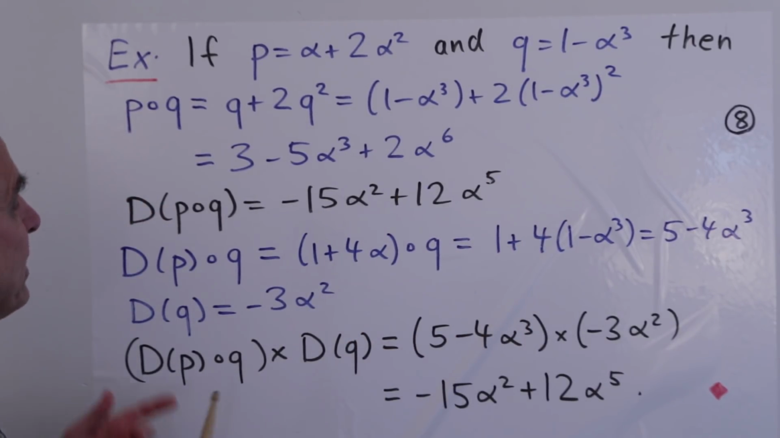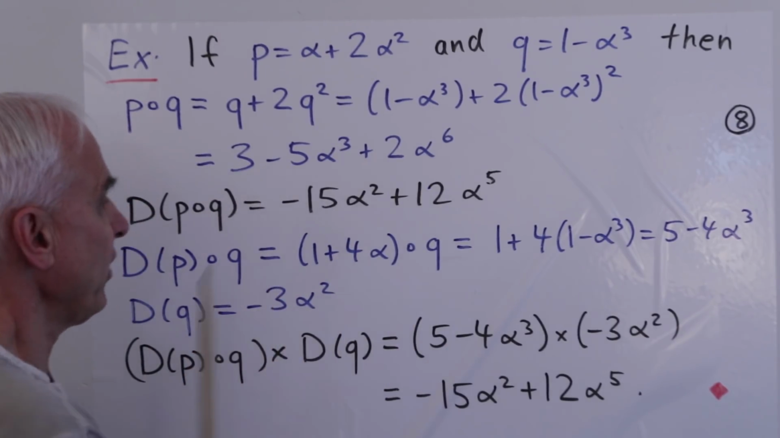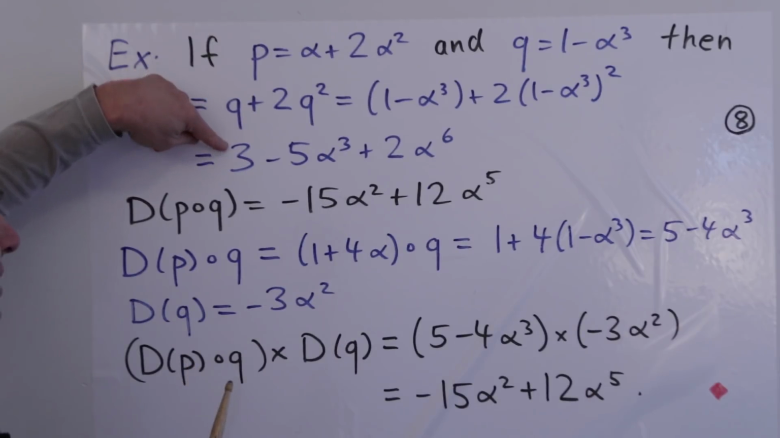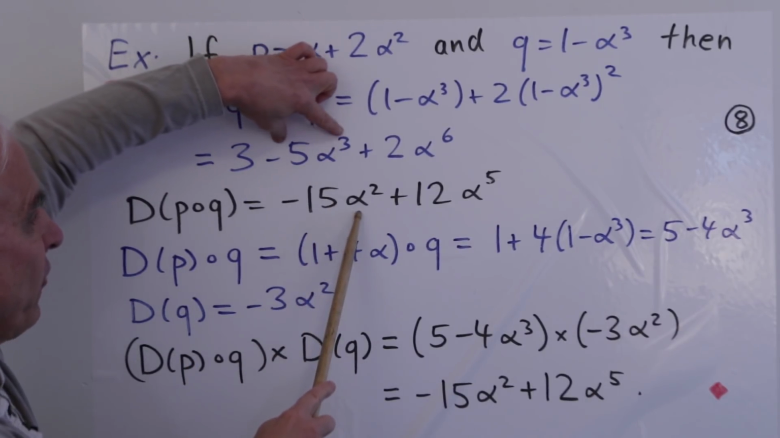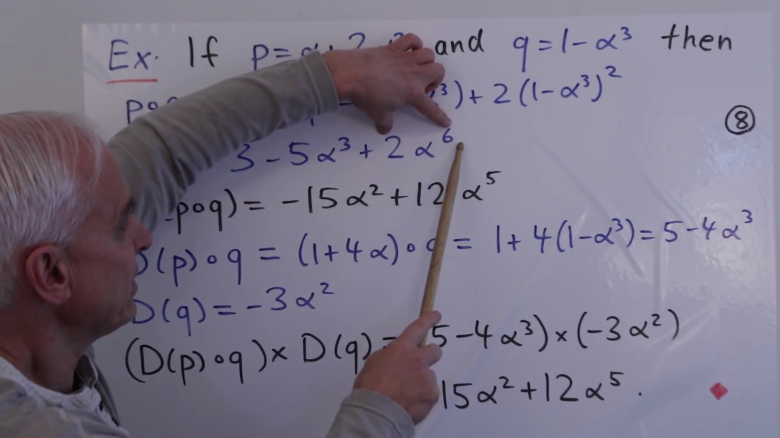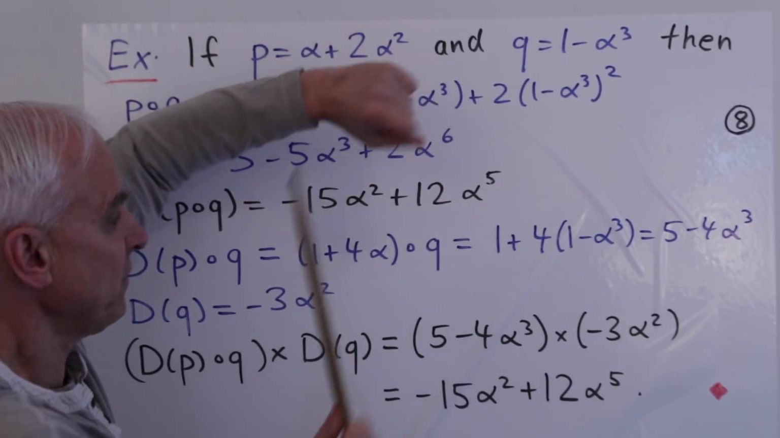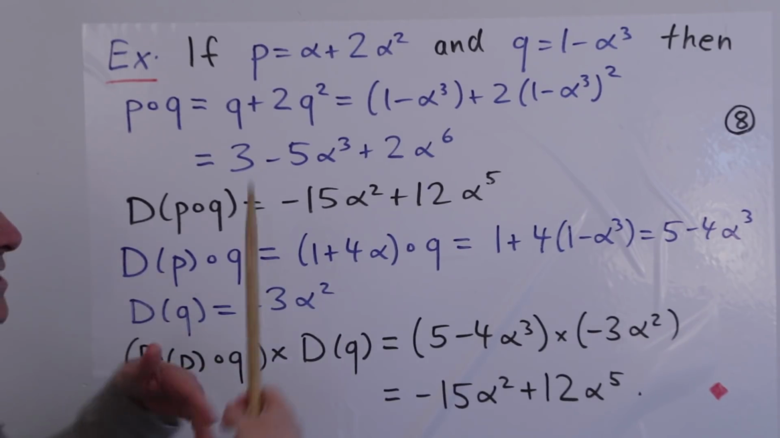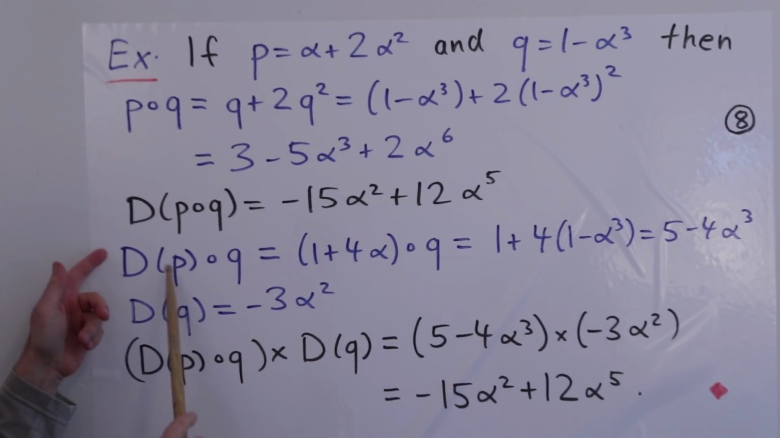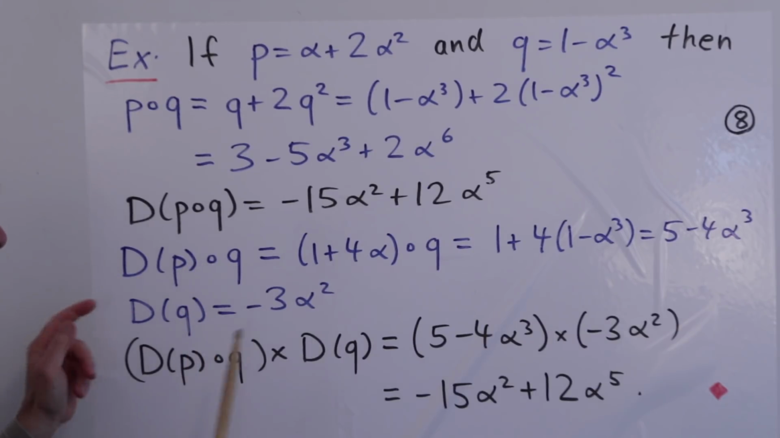Okay, so let's look at the derivative of the composition. The derivative of 3 is 0. The derivative of this is minus 15 times alpha squared. The derivative here is 6 times 2, which is 12 alpha to the 5. Now, the other side of the chain rule has d of p circle q, and it also has d of q. So let's look at those individually.